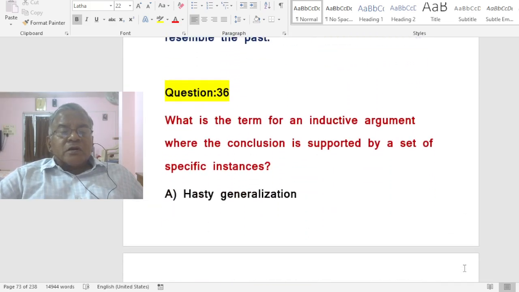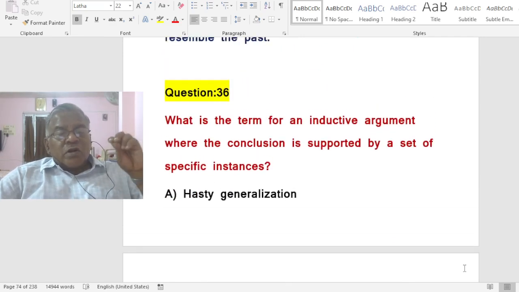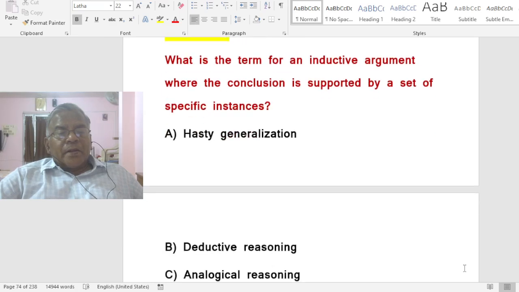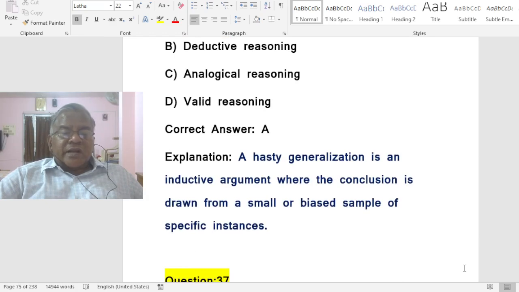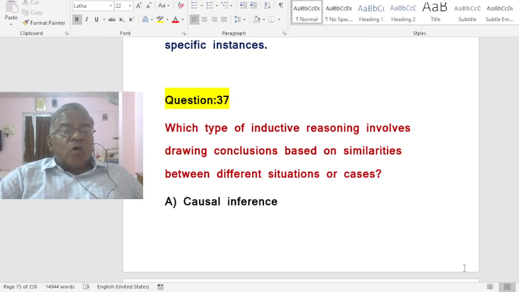Now, what is the term for an inductive argument where the conclusion is supported by a set of specific instances? That is hasty generalization. Hasty generalization is an inductive argument where the conclusion is drawn from a small or biased sample of specific instances.